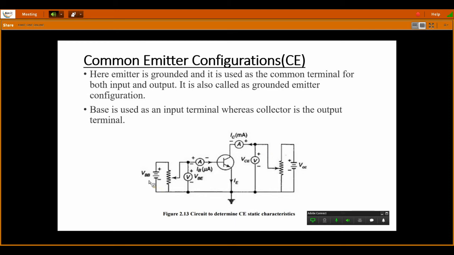Hence we connected the DC supply at the input, VBB, and at the output we denote it with VCC. These DC signals on the input side and output side bias your input junction to forward and output junction to reverse. Hence we connected these two DC signals VBB and VCC. Now, as with the common base, we have to define the input characteristics and output characteristics to find the parameters of each configuration.